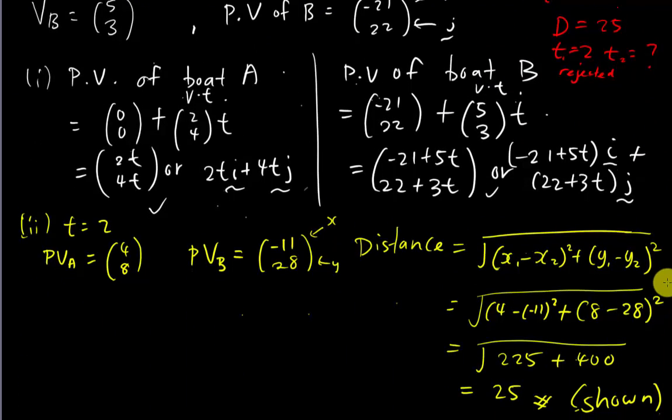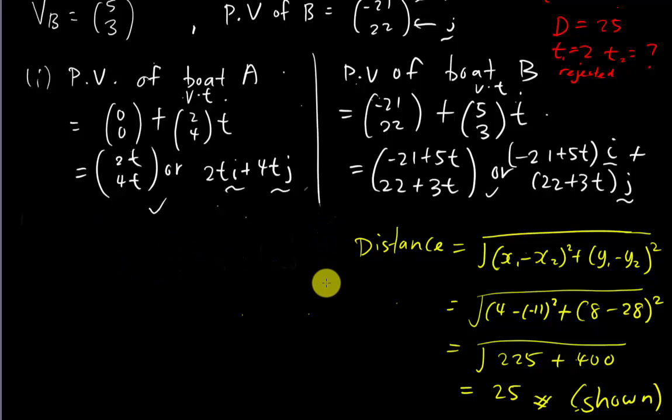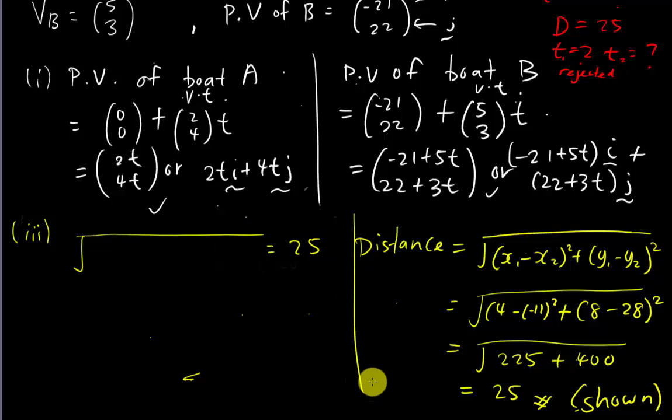Okay, let me erase this first. Let me use the yellow color again. This is part 3. So I will say the distance equals 25, and I will use the distance formula, of course. But in this case, I will not substitute t equals 2 into the position vector. In order to find the distance, I will use the position vectors with the t. So I will use this one and this one, and of course apply the distance formula, so you assume this one minus this one.